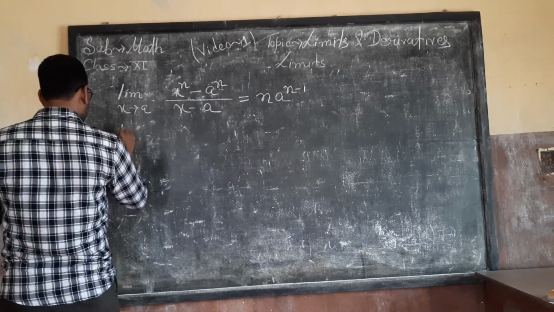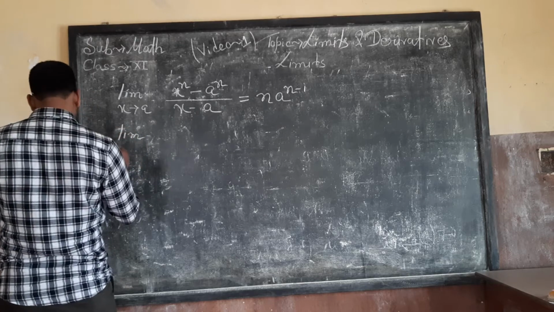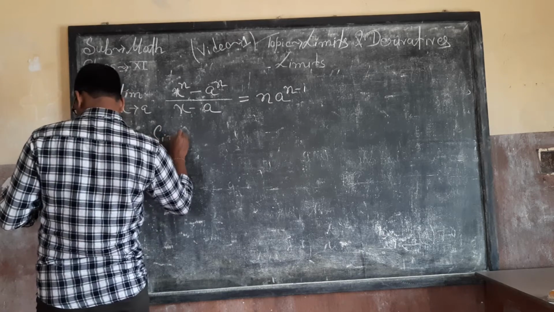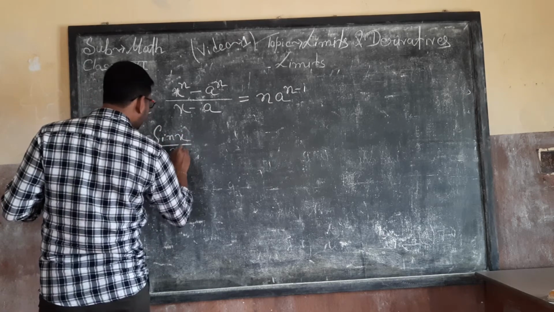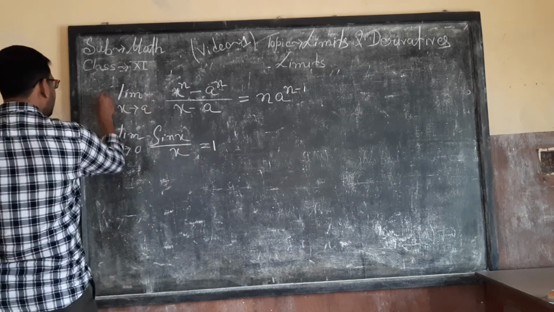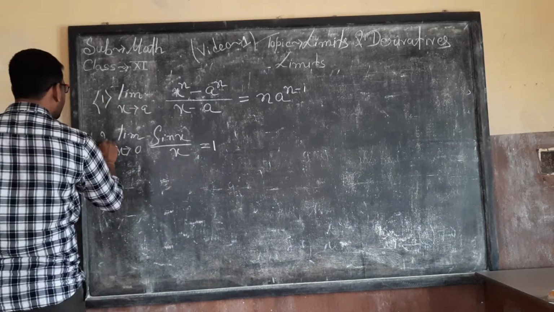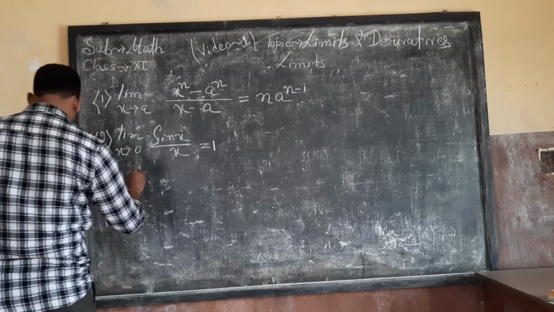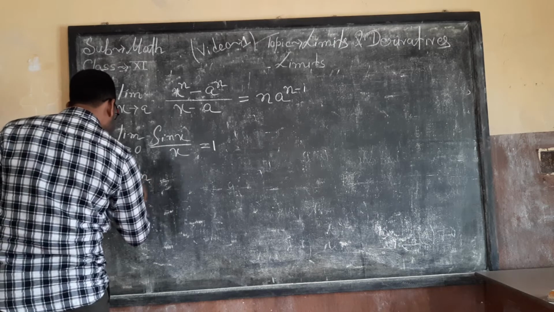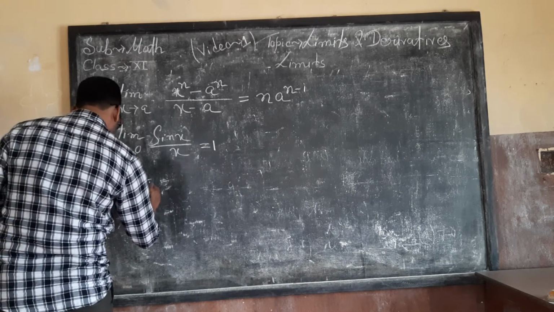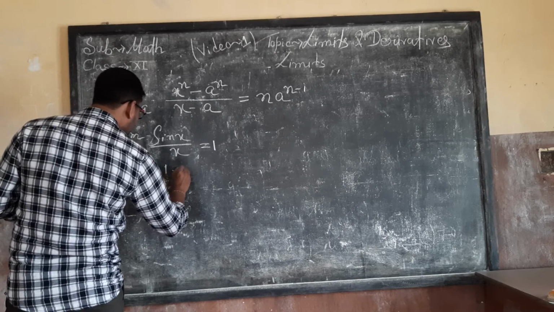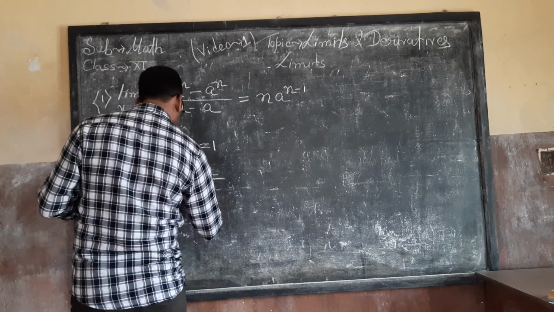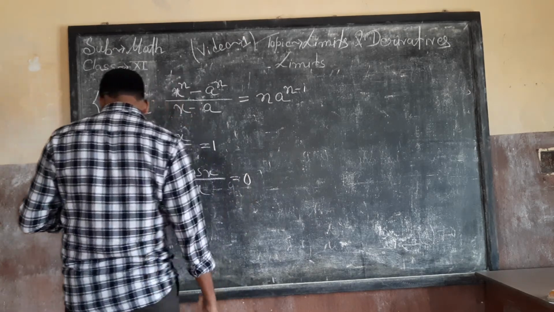We also use the limit x tends to 0 of sin x by x is equal to 1. This is 1, this is 2, this is 3. The limit x tends to 0 of (1 minus cos x) by x is equal to 0.